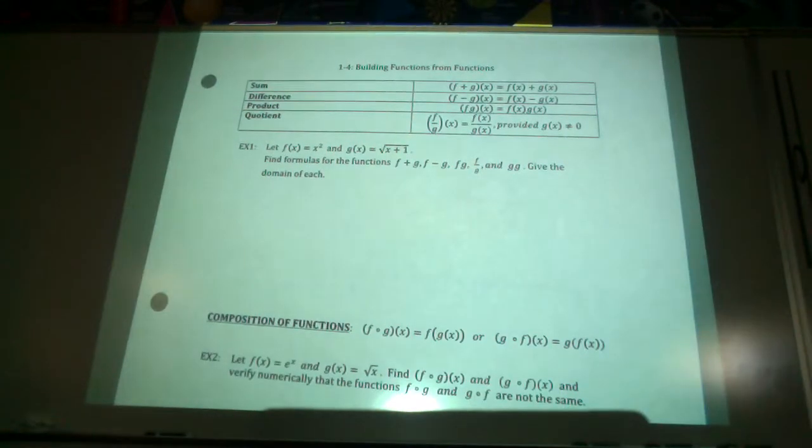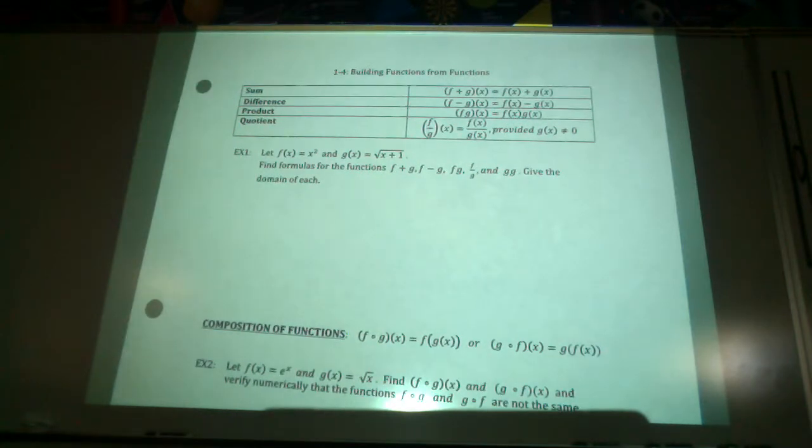Right, so 1-4, we are going to build functions from functions. Do you remember f of g and g of f? Yeah. And 3-4, f of g and g of f? So we're going to do a lot of that stuff today.